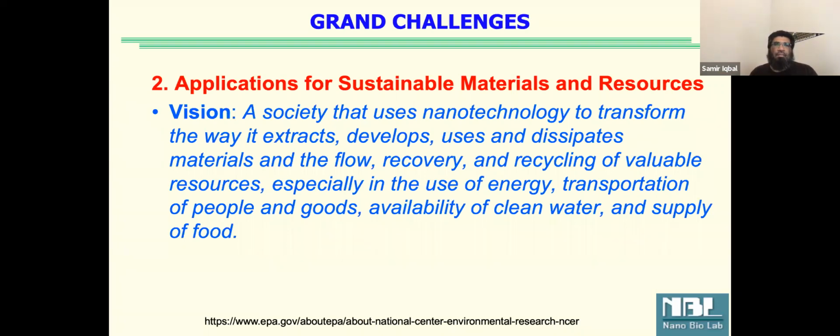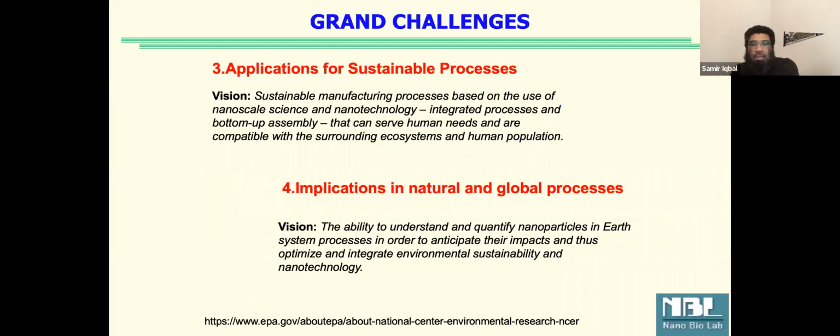Energy, transportation of goods, clean water, food, this is all a circle. The way we are going, by 2050, the population of the earth will double, but the resources will not double. The current resources are not projected to double by that time. They would increase maybe by 20% or 30%, but they will not be able to cope with 100% growth. That's where new materials come in. We have to come up with sustainable materials and resources with nanotechnology.